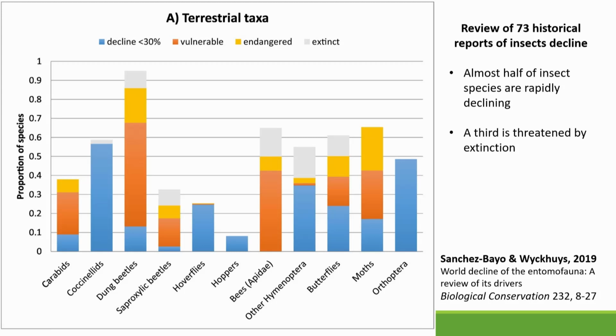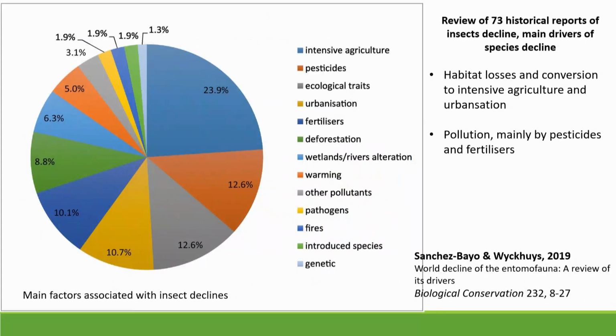So it was really a detective work here. And what we can see from this here is different taxa, different families. We can see that almost half of the insect species are rapidly declining, and a third is threatened by extinction. And they also really try to understand the causes, which factors are associated with these declines. So what are the drivers of insect biodiversity losses?